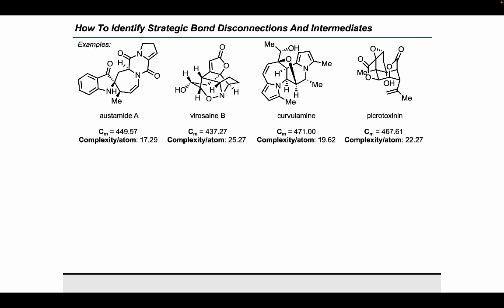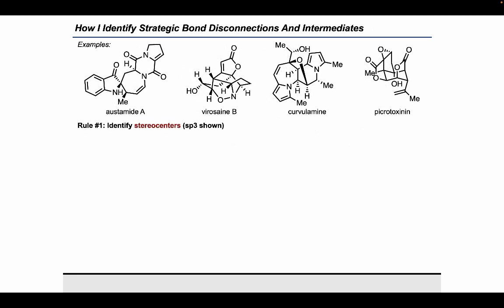Here are 4 similarly sized natural products: ostamide A, virescane B, curvulamine, and pipertoxinin. Plugging their SMILES codes into the Böttcher calculator yields the complexity indices shown. So you can see that they all have similar structural complexity at an absolute level, with ostamide A being the least complex on a per atom basis and virescane B being the most complex on a per atom basis.